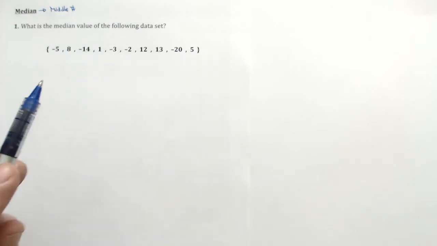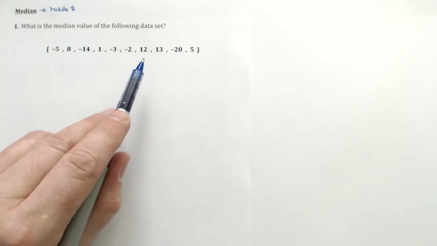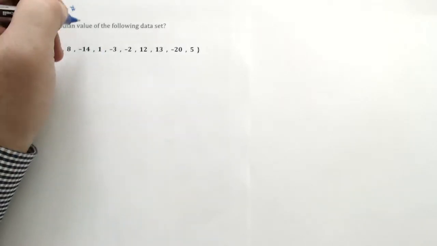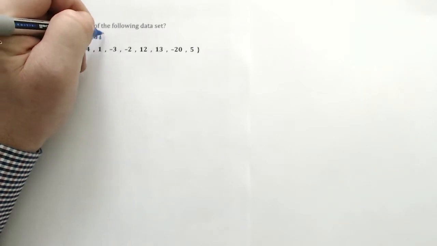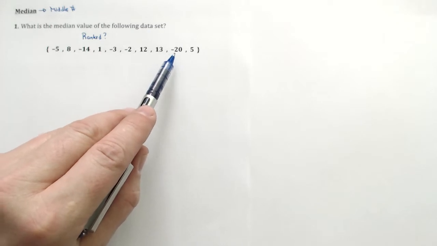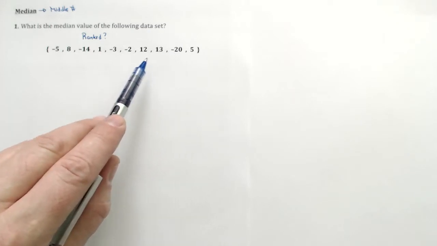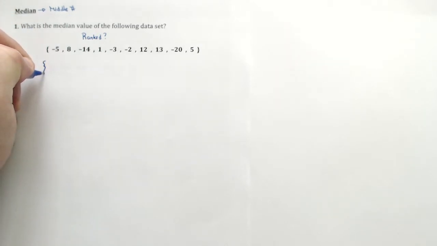I'll show you the technique for doing that. But before we do it, we have to first note that the numbers themselves must be ranked. In other words, they have to go from lowest to highest. And if you ask yourself, are these numbers here ranked? You can see right away that they're not, right? You can see this -20 way over here when it really probably should be the first one in the set of numbers.